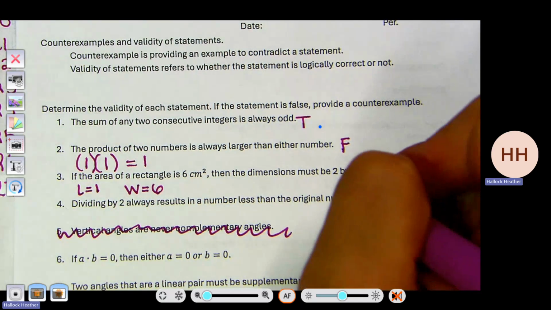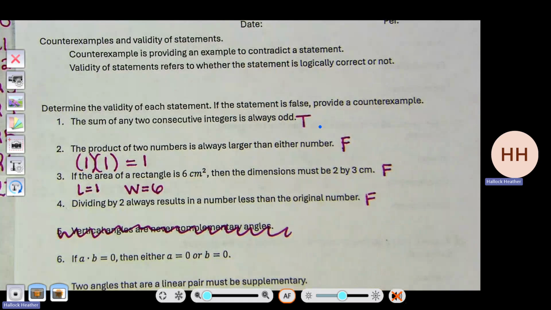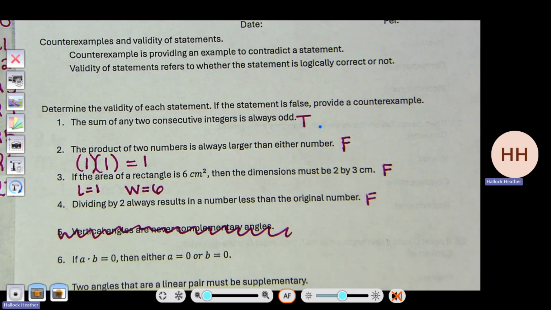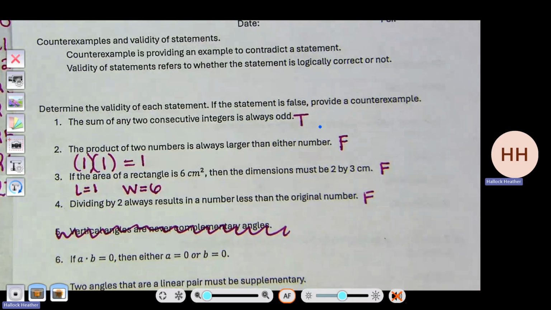Does anybody know why this is false? What's a counterexample? Dividing by 2 always results in a number less than the original number. Well, that would prove it's true. No, you need something. It says it's less. If we divide 6 by 2, wouldn't that be 3? It would be less than the original. That's true, but there's something else that would make this false.